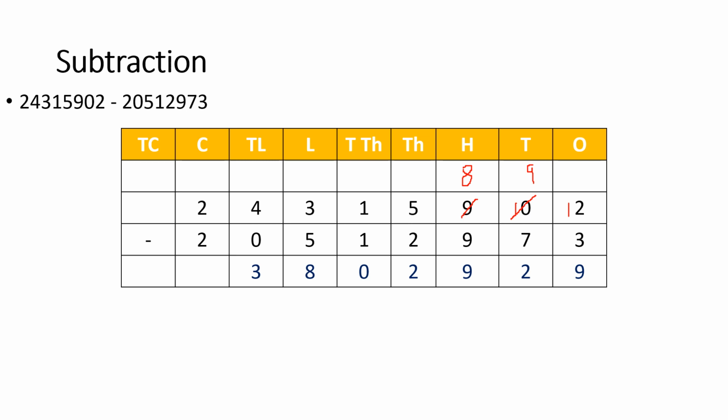Now 8 minus 9. Again 8 is smaller than 9. So we will borrow from here. This will be 4 and it will be 18. 18 minus 9, 9. 4 minus 2, 2. 1 minus 1, 0. Now again 3 minus 5. 3 is less than 5. So what will we do? Yes, we will borrow. Here it will be 3 and it will be 13. 13 minus 5, 8. 3 minus 0, 3. And 2 minus 2, yes, it is 0.